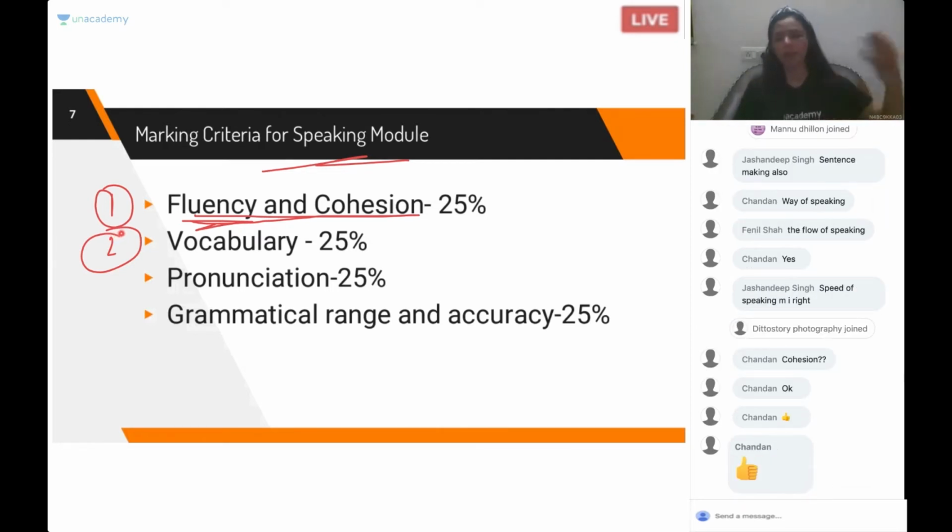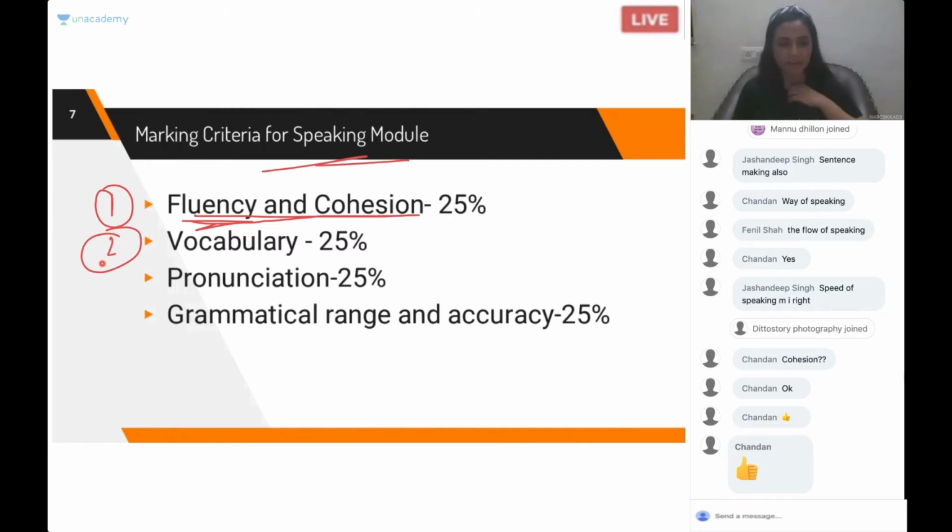You don't need to start using very complicated words. Don't suddenly throw all the difficult words in front of them. That is not required. It is not a test where you have to put out everything, but use slightly better words, which will come obviously with practice.